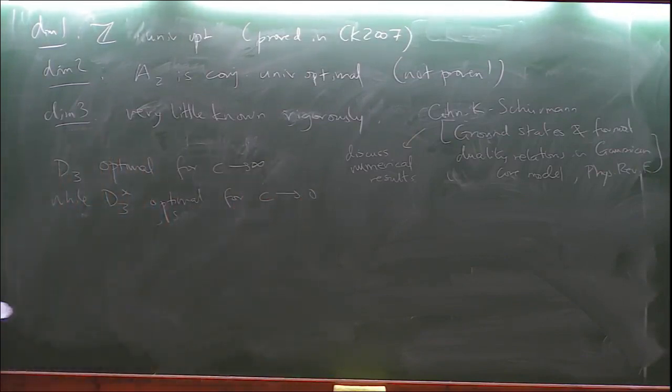So D3, the face-centered cubic, the sphere packing answer, should be optimal, and it is, numerically, while its dual is optimal for C going to 0. There's a duality here: if you take the Fourier transform of this Gaussian, you get a Gaussian with 1 over C, and the energy of a lattice with respect to this Gaussian is related to the energy of the dual lattice with respect to the Fourier transformed Gaussian. So you expect something like this, and it seems to be true.